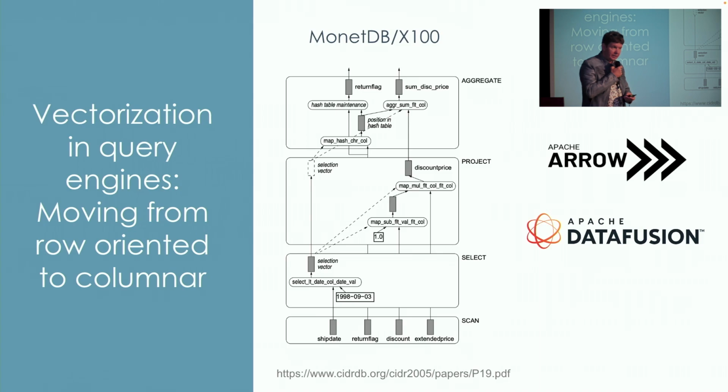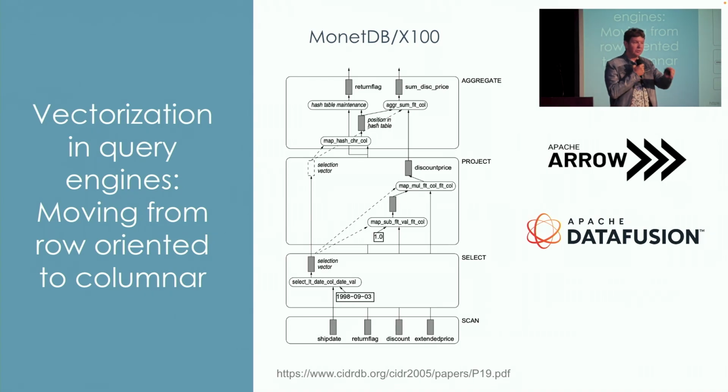On the vectorization side of things, I talked about how we need vectorized execution to go fast, right? This came from the MonetDB X100 paper, which talks about how to make things faster on modern processors. Modern processors don't just execute operations one after the other. They stagger them, starting the next instruction before the previous one is finished.